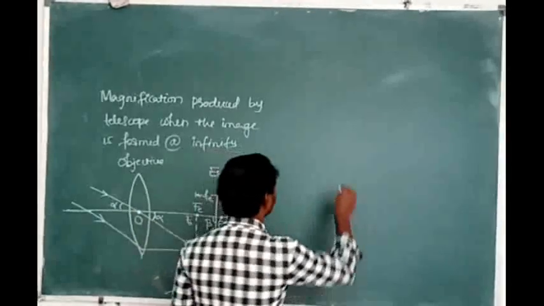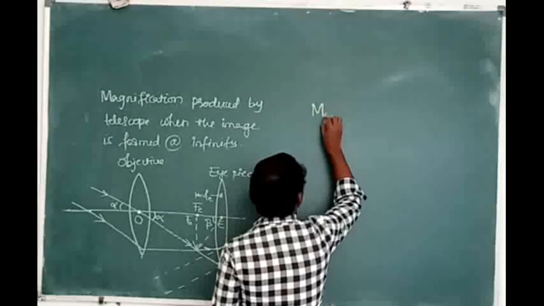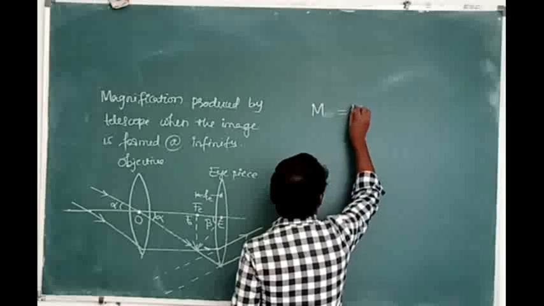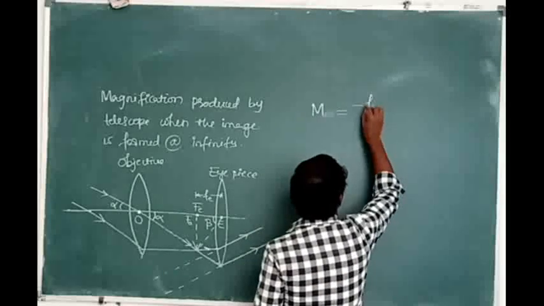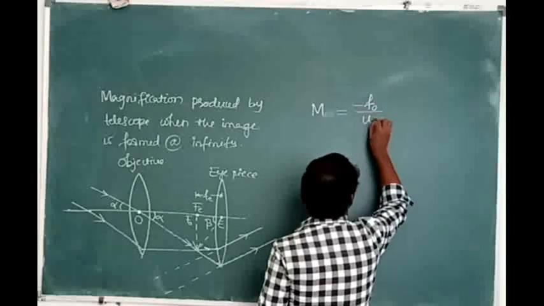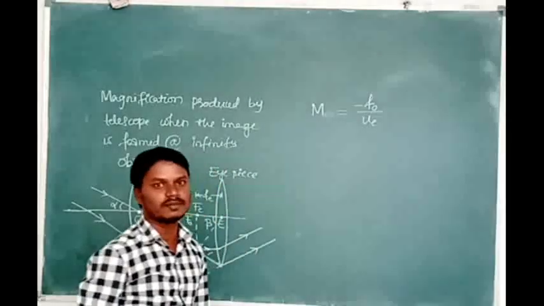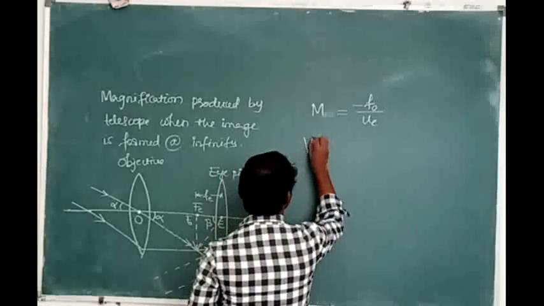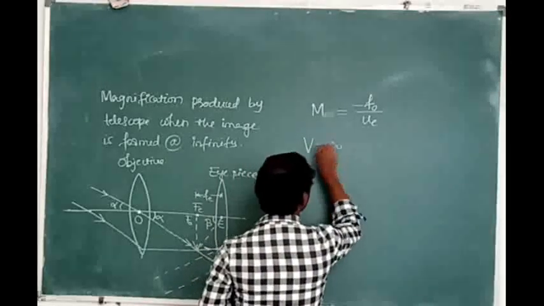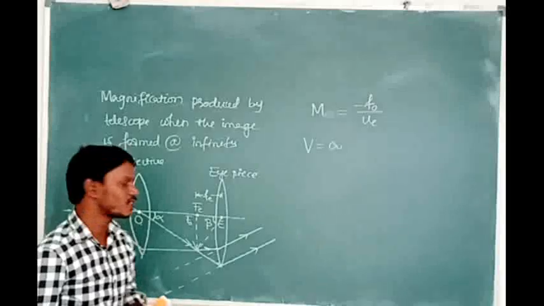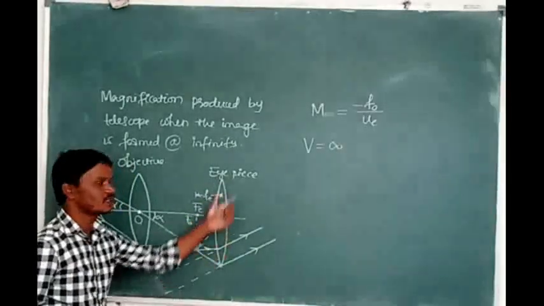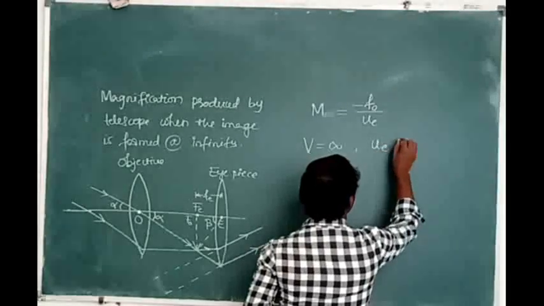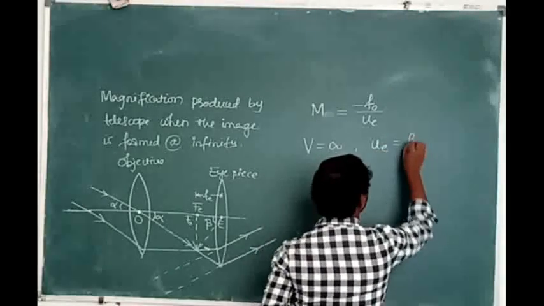Already we derived the magnification produced by the telescope: it is minus of fo divided by uv. Minus of fo divided by uv. But when the image is formed at infinity, what is the distance of the image from the eyepiece? That is infinity. The distance of the final image from the eyepiece is infinity. And here uv is equal to fp.